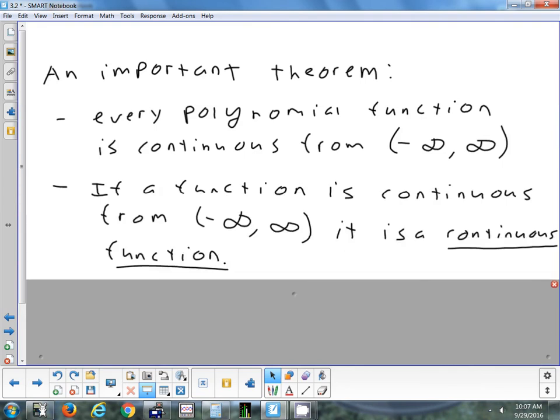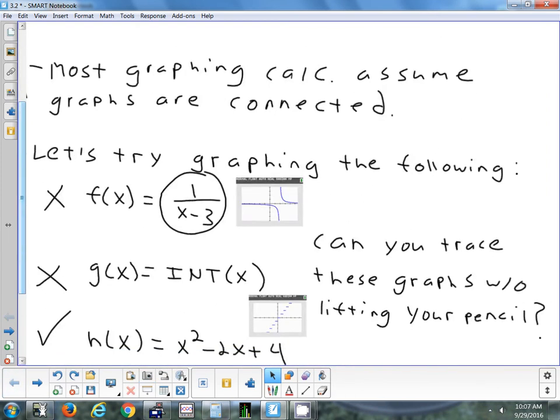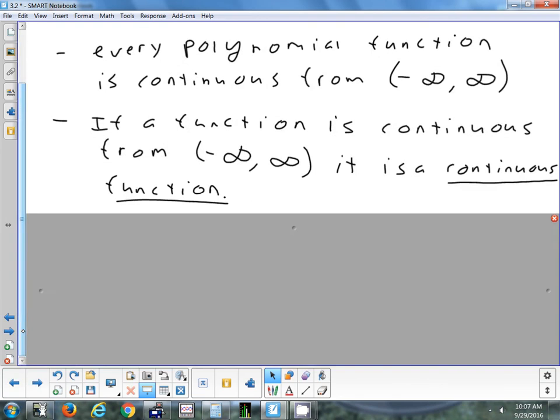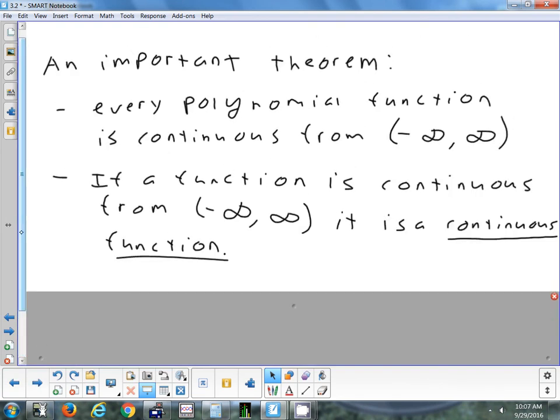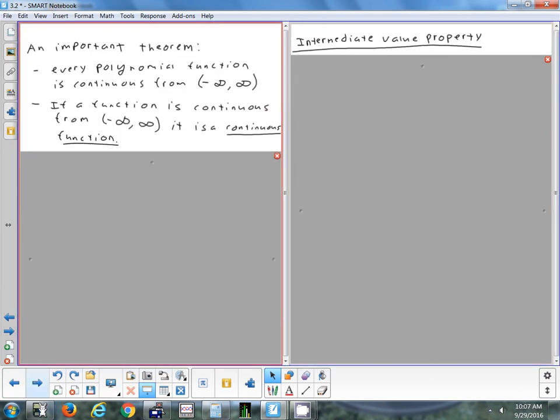And if you have a function that's always continuous, no matter what you pick for an interval, that's called a continuous function. Okay, one of the first ones we did, I'm going to go right back to that. This is not a continuous function. It has intervals in it that could be continuous, but it's not continuous from negative infinity to infinity. Okay? So only if it's continuous from negative infinity to infinity is it a continuous function. All right, so that's the first part, continuity and continuous functions.